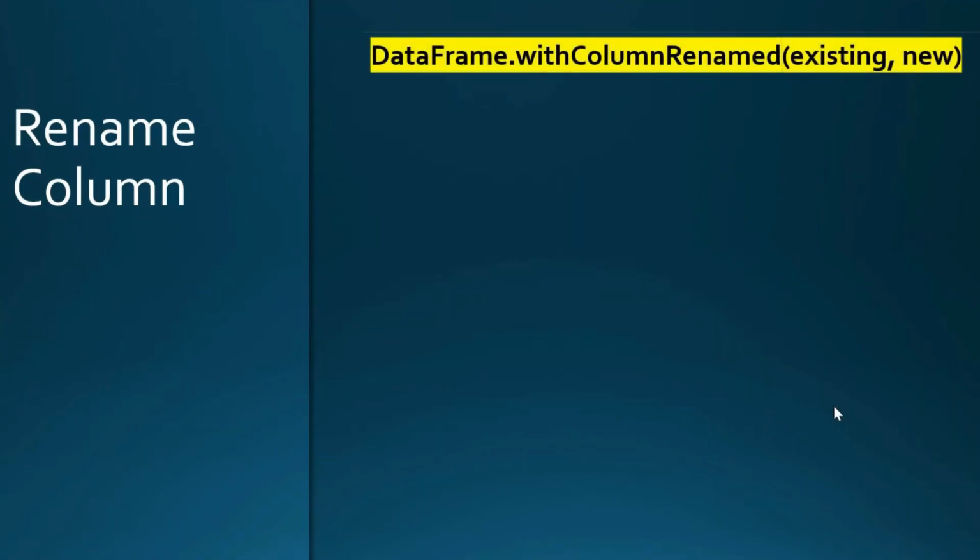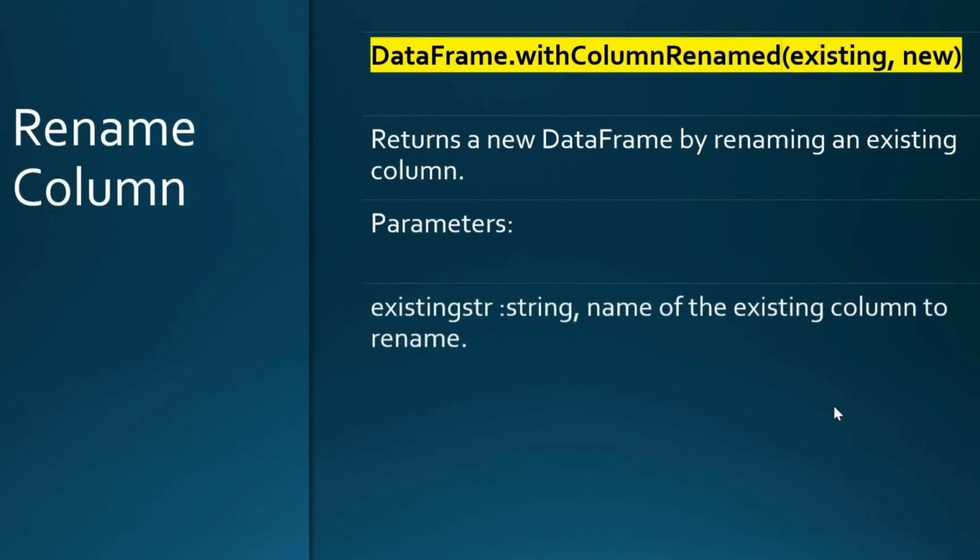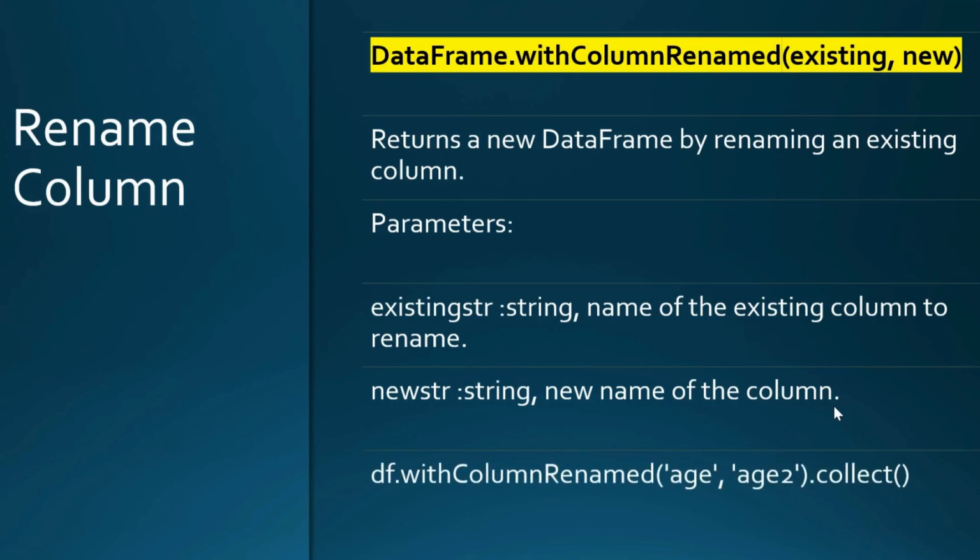The next topic is rename column. For renaming the column, we have the withColumnRenamed method. It takes an existing column name and the new column name, and it renames your column that is already existing. The parameters are the existing column name, which is a string type, and the new column name, which will also be a string type. That is how you can rename the column. The example here is df.withColumnRenamed. You will see that C is capital and R is capital because it is in camel case.